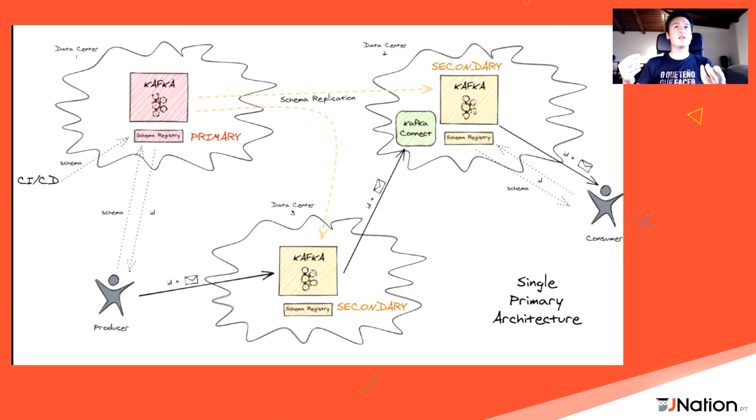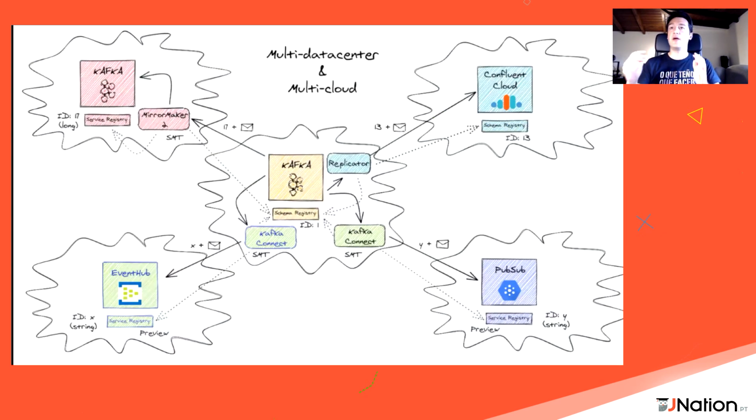Things like change data capture, which we mentioned before, need to be able to register a new schema when there is a change in the database, for example when you add a new column to a table. In order to do that, it becomes quite complicated. So we evolved this architecture from the single primary architecture to what we call an event mesh.